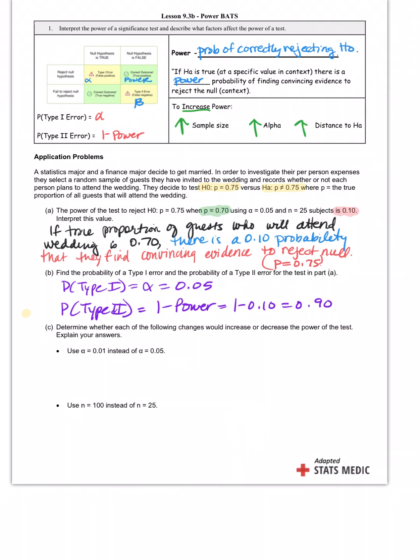All right, then it says determine whether each of the following changes would increase or decrease the power of the test. All right, now it says I'm using an alpha of 1% instead of 5%. What do you think? I'm going from 5% to 1%. It's getting smaller, right? We're shading less of the tail, so that means we have less chance to reject. So it would decrease the power because it will be harder to reject the null.